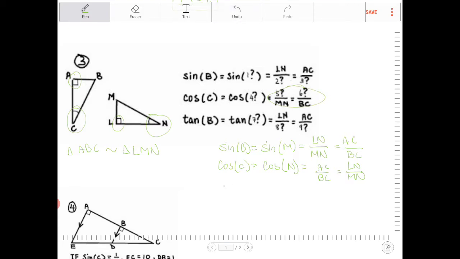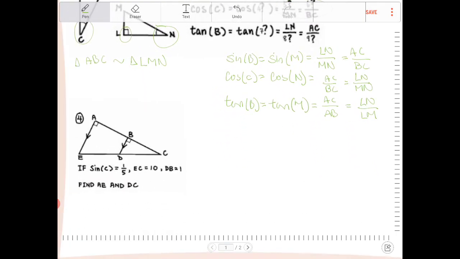And then tangent of B is equivalent to tangent of M, and tangent of B is equivalent to AC over AB, and tangent of M is equivalent to LN over LM. Okay, moving on.